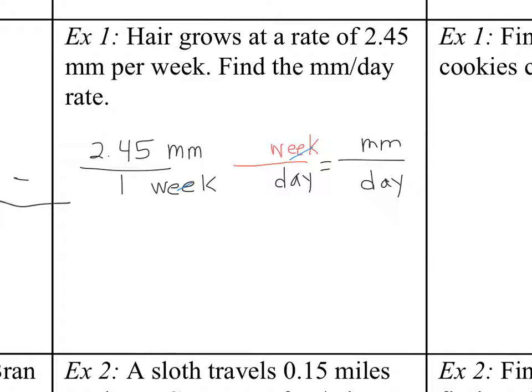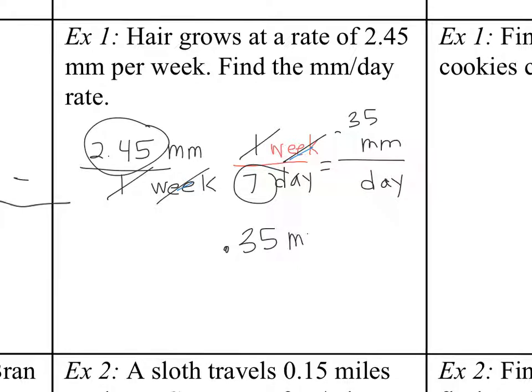In order to go from a week to a day, I have to have some type of comparison between them. So there's 7 days in 1 week. In the end, the weeks cancel out, the ones cancel out, and I'm left with 2.45 divided by 7 as my number, millimeters per day. So I'm going to calculate 2.45 divided by 7, and I get 0.35. So the answer is 0.35 millimeters per day.